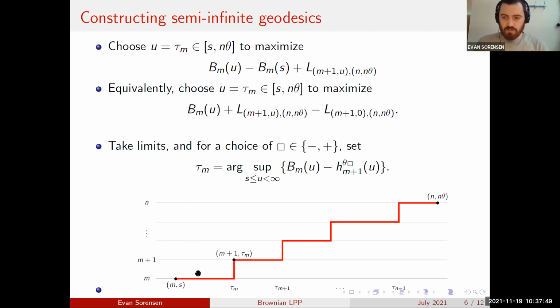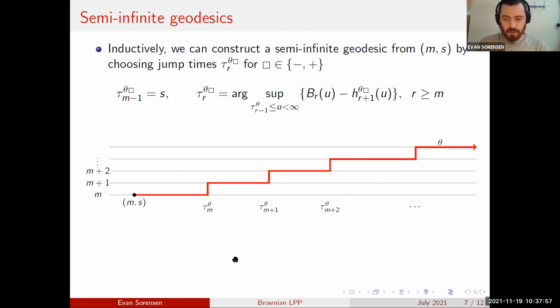Once I've decided where to jump to the first level, I can repeat the same process. I start from (m+1, tau_m) and decide where I should jump next. So indeed, there's a way to do this inductively, where I start from s. On each level, I take a maximizer of a successive function, and it gives me a sequence of jump times. A sequence of jump times, an infinite sequence, will actually define a semi-infinite geodesic.